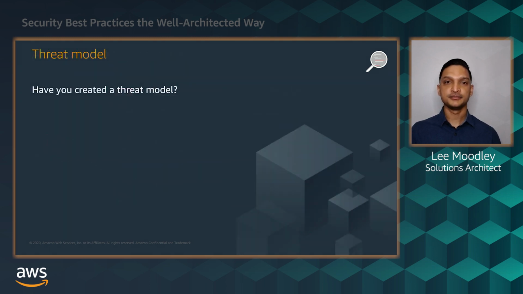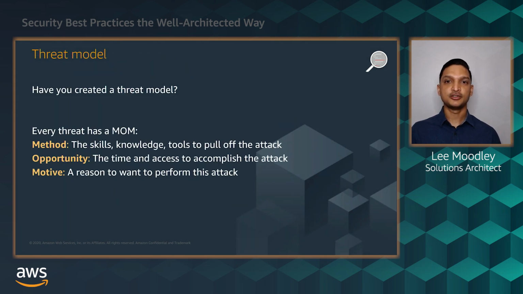How are you doing threat modeling? Because you need to know what to look out for, and every threat has a mum, a method, an opportunity, and a motive. Using these models, you need to determine if you have, based on a threat, got the appropriate detective controls in place.